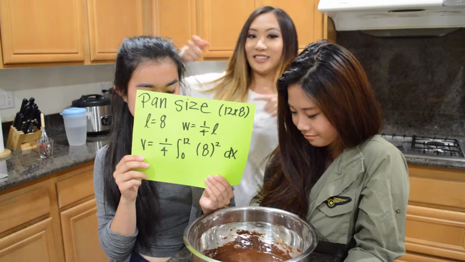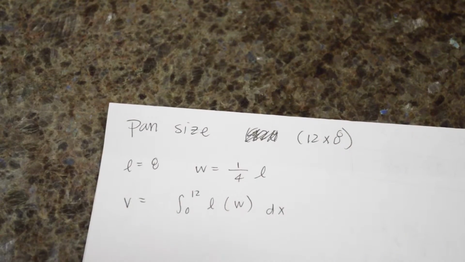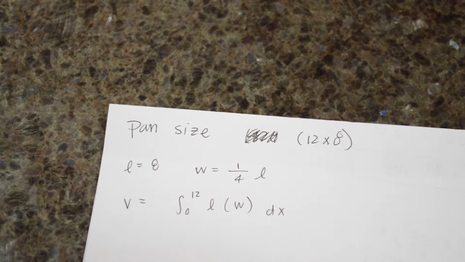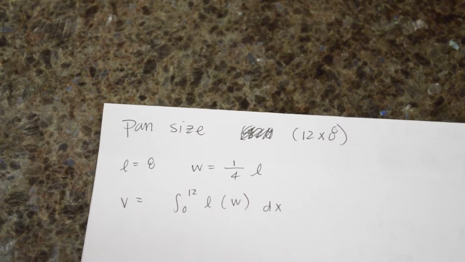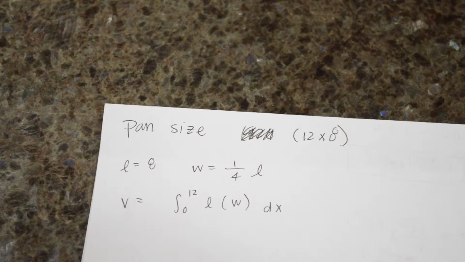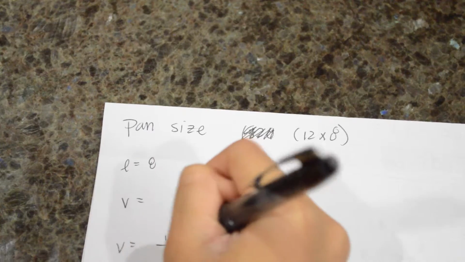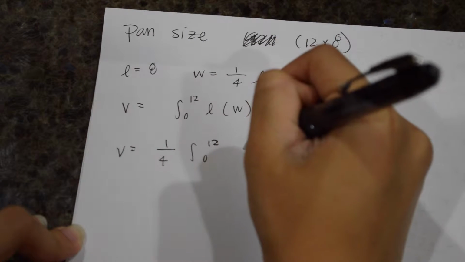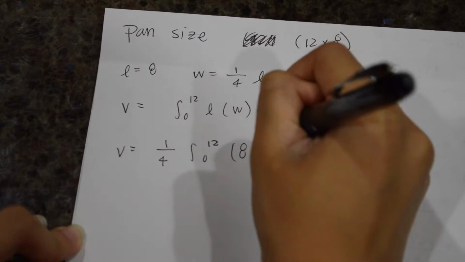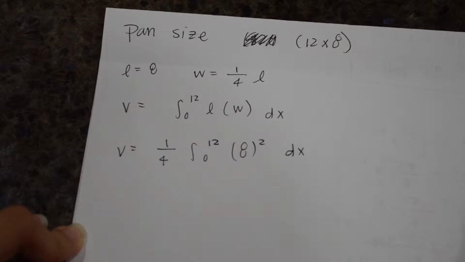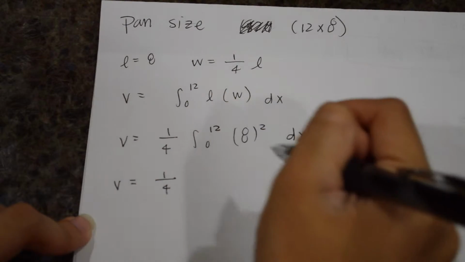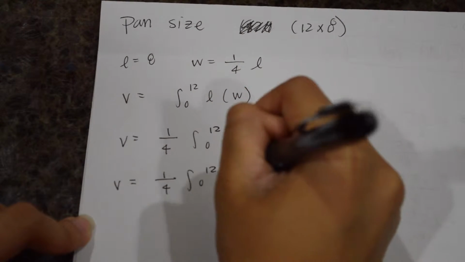So this is how you solve this equation. To figure out the volume of the pan size, we're going to do that using cross sections. As you can see, the length equals 8 and the width is 1/4 of the length. So the volume equals the integral of 0 to 12, length times width dx. And so we're going to alter that by plugging in the length and the width. So v would equal 1/4 times the integral of 0 to 12 of 8 squared dx. First off, we're going to figure out what 8 squared is. That would be 64.